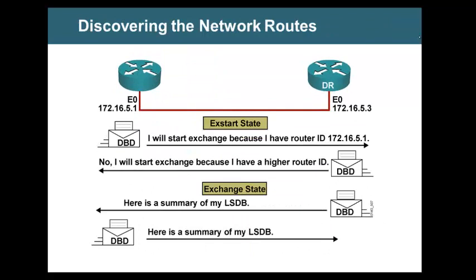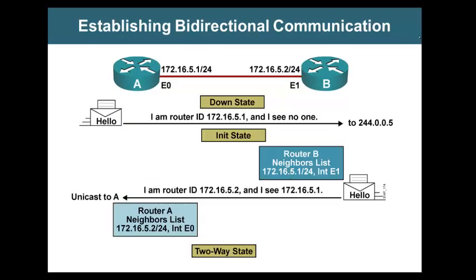So for router A, there is no neighbor. So it is saying I see no one. And it is using a multicast address. Now B learns A and it starts using a unicast to send the hello packet with the neighbor.